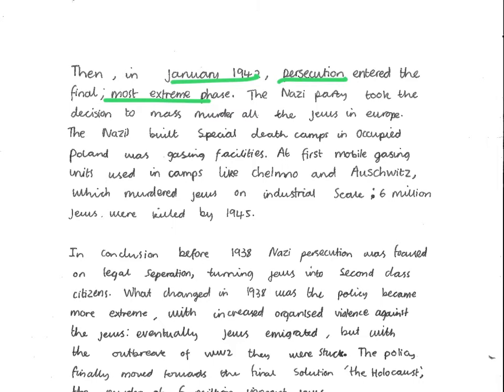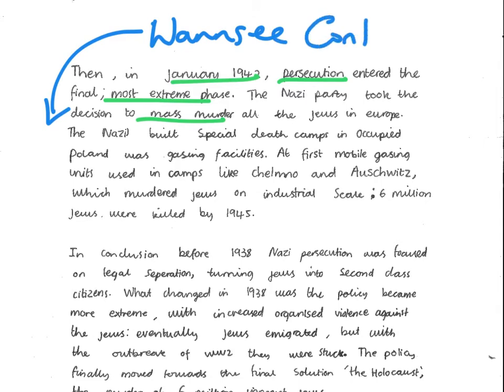The most radical phase that I mentioned earlier. The Nazi Party took the decision to mass murder all the Jews in Europe. Now, again, just a little bit of extra information: the place where that decision was made, remember, was the Wannsee Conference, a meeting held in Berlin on the 20th of January 1942. You've got the date, but just that little bit of detail would be really helpful. But you're right, the decision was made to exterminate them.